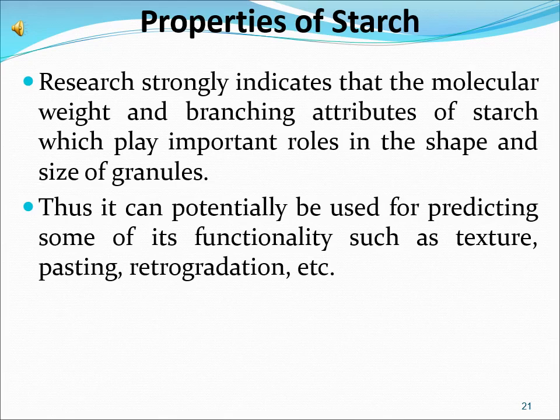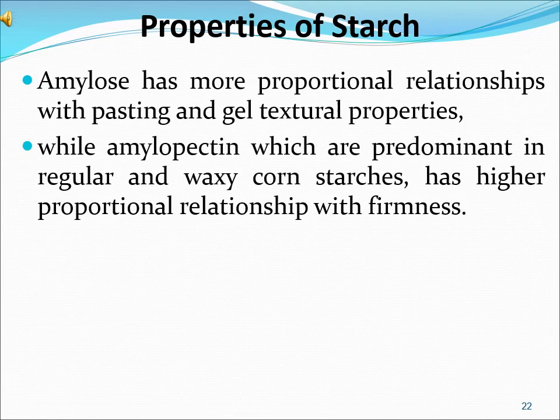Research strongly indicates that the molecular weight and branching attributes of starch, which play an important role in the shape and size of granules, can potentially be used for predicting some of its functionality such as texture, pasting and retrogradation. Amylose has more proportional relationships with pasting and gel texture properties, while amylopectin, which is predominant in regular and waxy corn starches, has a higher proportional relationship with firmness.